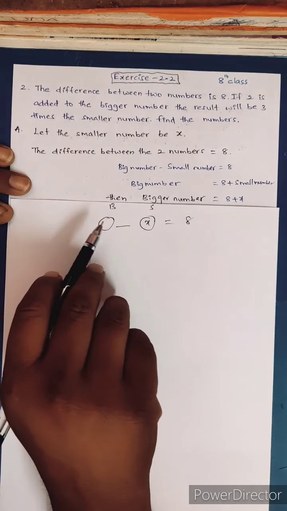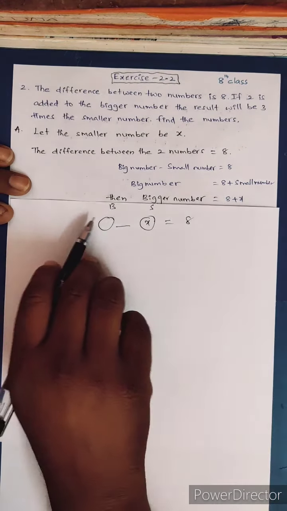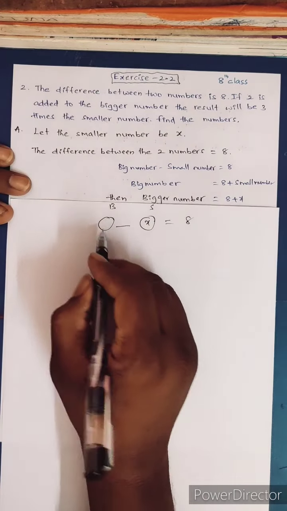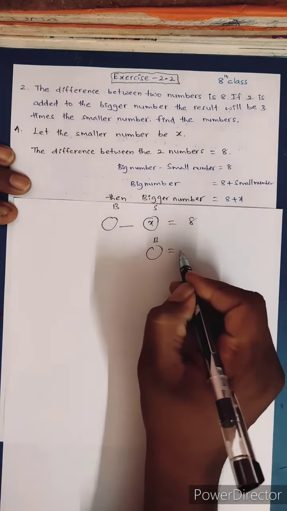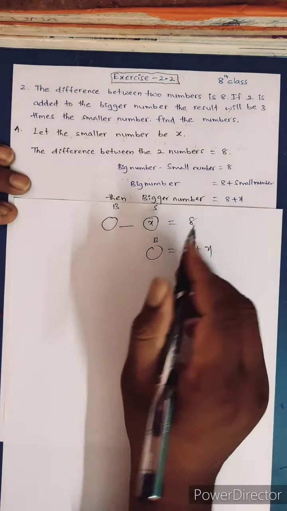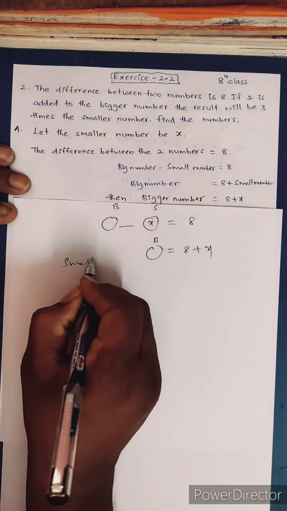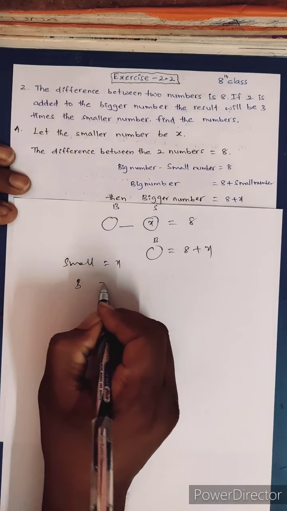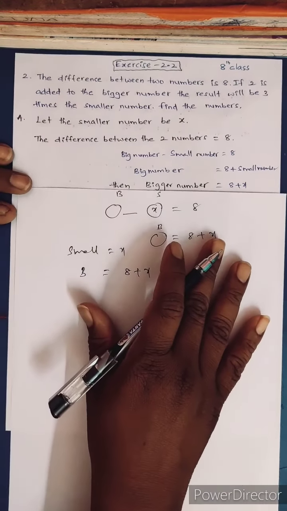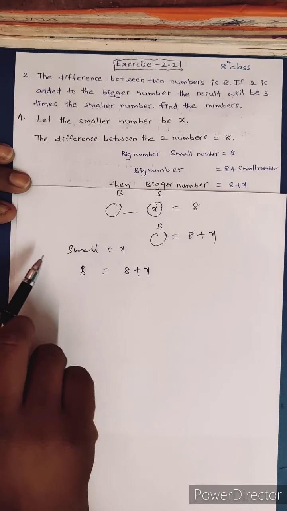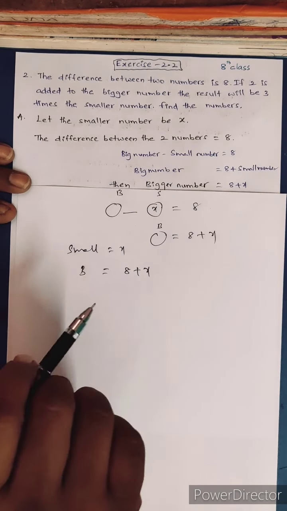Smaller number is x, bigger number, their difference is 8. Then to know the value of the bigger number, send this smaller number to that side: 8 plus x. If the smaller number is x, then automatically the bigger number is 8 plus x. We just assume this is the smaller number, this is the bigger number.